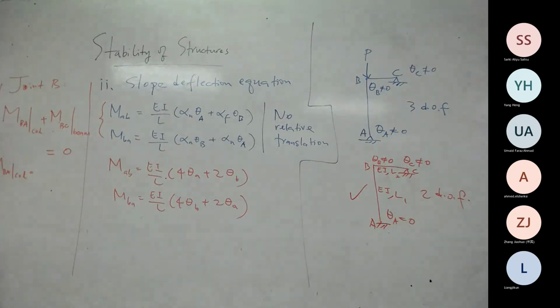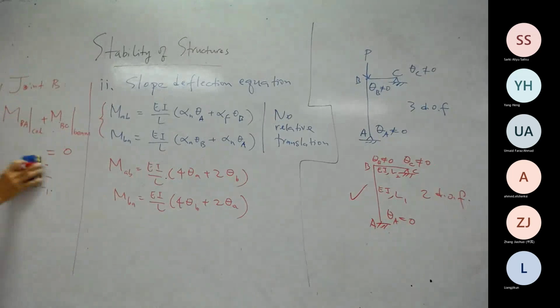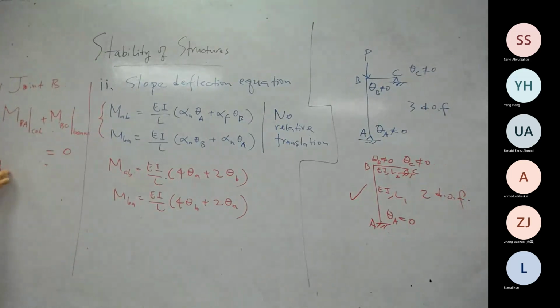So MBA for the column, we have EI over L1. I use the L1 of the column there, multiplied by alpha n. For that particular case, the near end B will be theta B, and the far end is fixed, so it becomes zero, so we don't have that term. Okay, so MBA of the column is this.